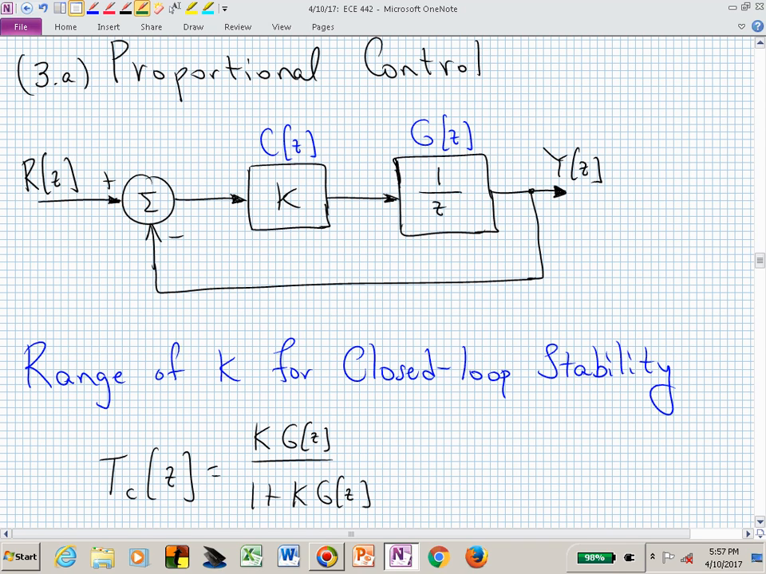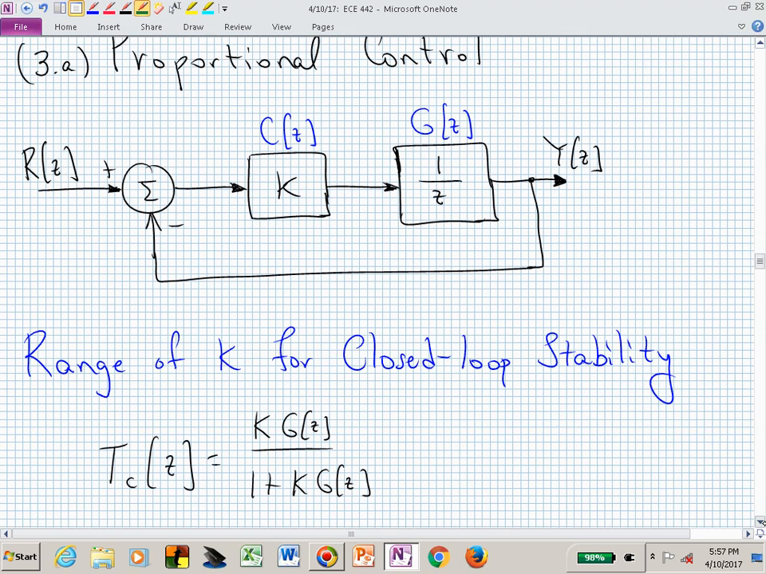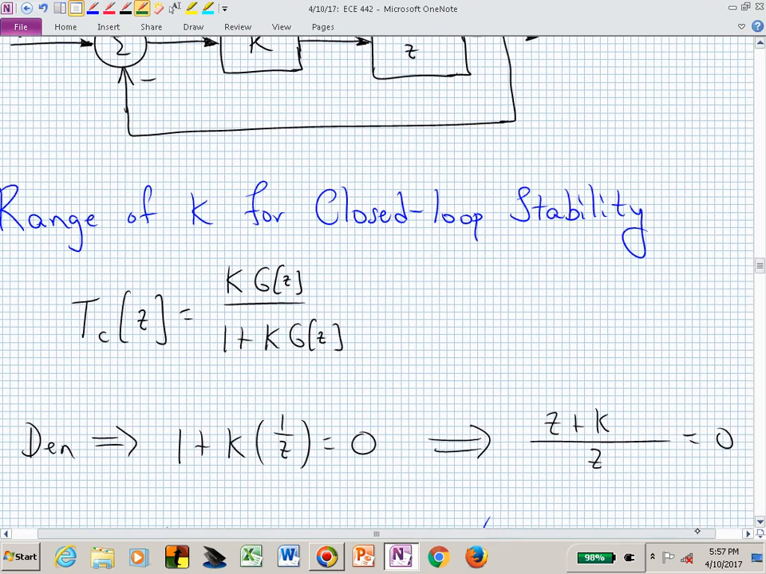And we know what G is. G is just 1 over z. And the denominator is what governs stability. So we're saying 1 plus K G of z, which is 1 over z, equaling 0. Or we now have z plus K over z is equal to 0. Can I find any positive values of K such that z plus K, the roots of that, are inside the unit circle? That's all I'm asking. If I put K equal to 0, is the value of z that satisfies that numerator equaling 0 inside the unit circle?